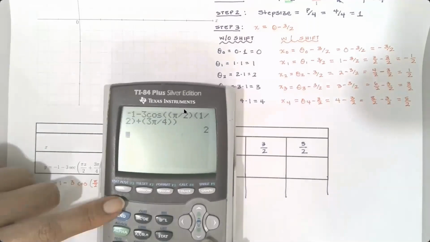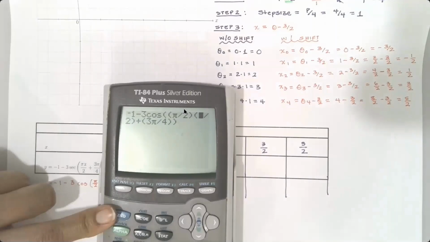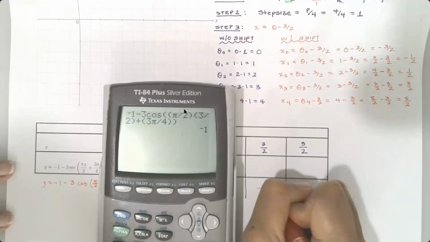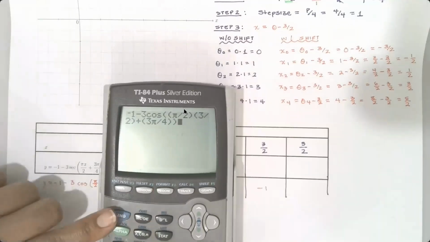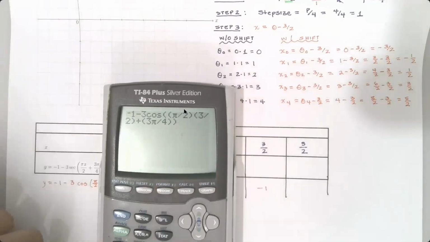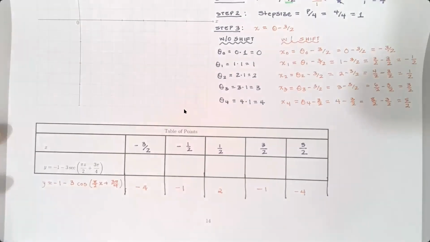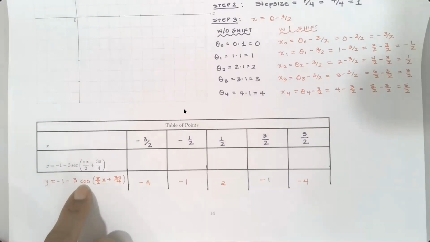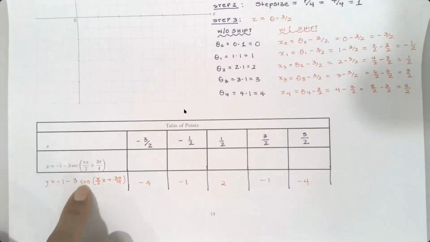Then the next x value is 3 over 2. So I'm going to replace that 1/2 by 3/2, and I get negative 1. And then the last one is 5 over 2. So I'm going to remove that 3 and replace it with 5, and so we get negative 4. So any questions about the values that we're getting down here for cosine? We're doing okay?